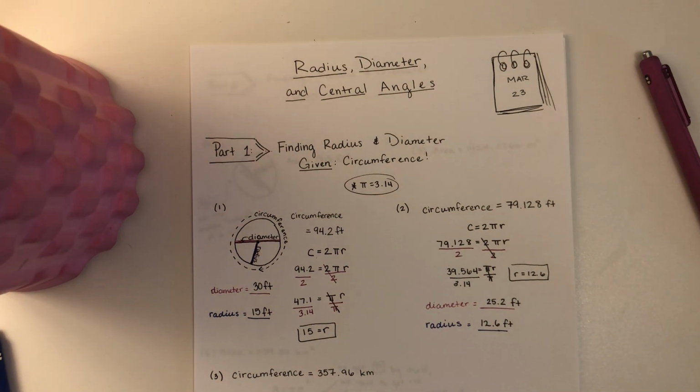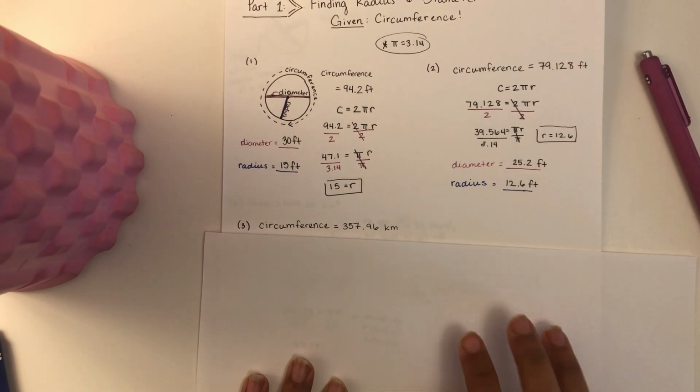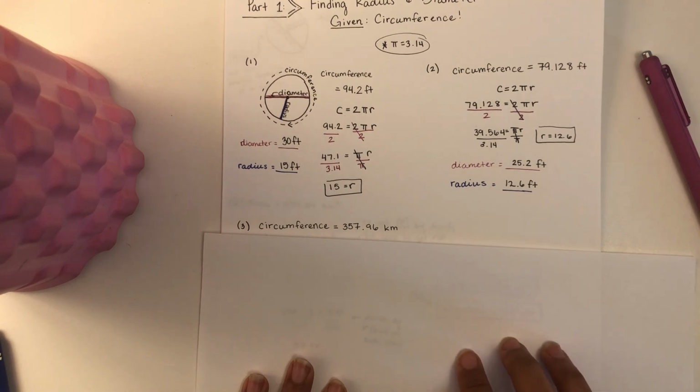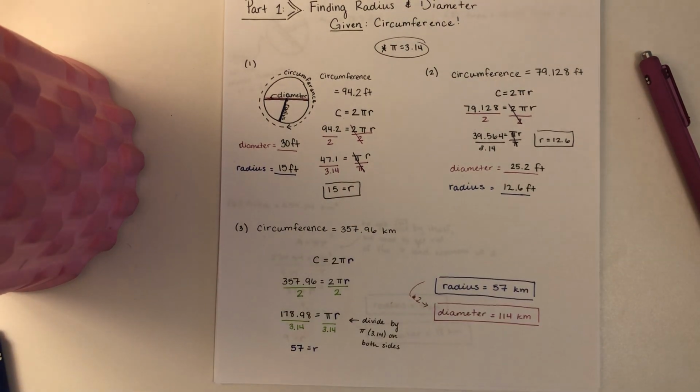I would like you guys to pause the video, try the problem on your own. Pause it. Okay. This is what you should have gotten. Radius is 57, diameter 114. All right, next part.